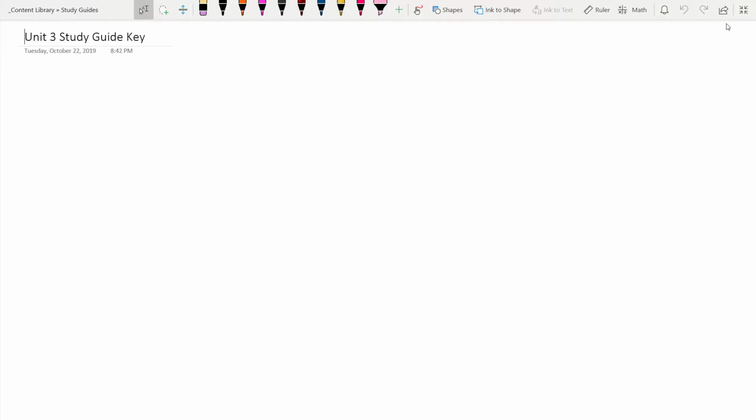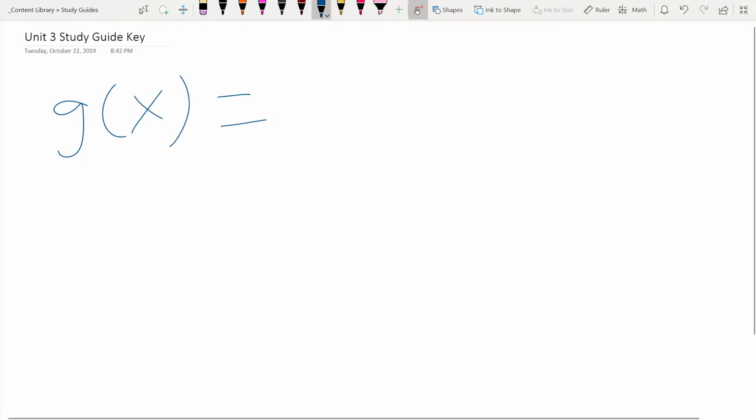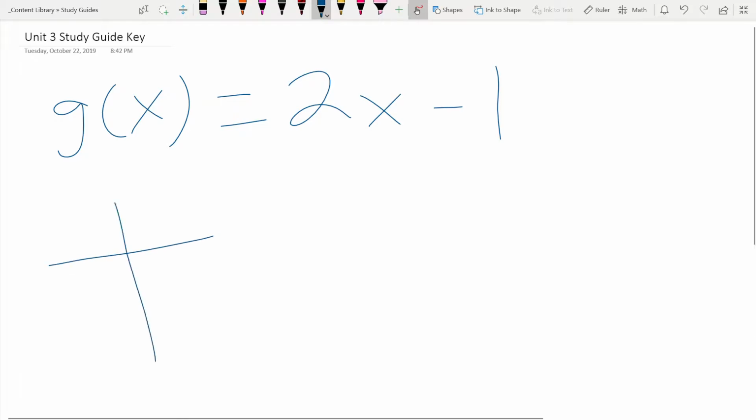Number one, we have g of x is equal to 2x minus 1. And they want us to evaluate the x values of -3, 1, and 2. So this is just like when we would make an xy table. So -3, 1, and 2. From here, these are your x's, so we're going to put these x numbers into the actual equation.